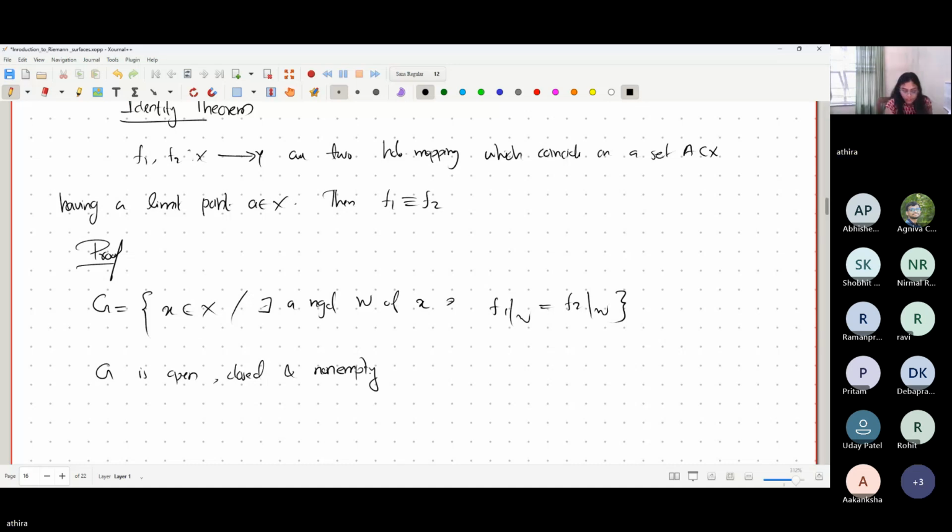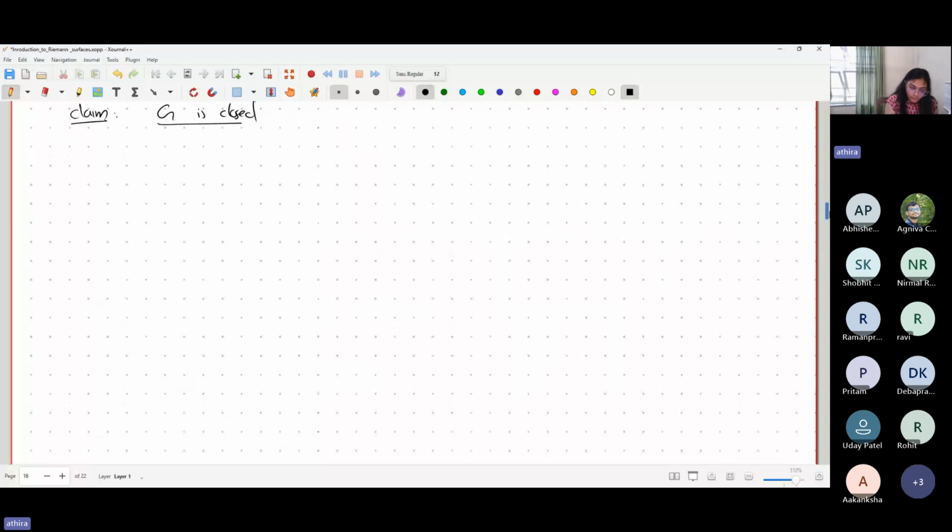By the definition itself, G is open, right? Any doubt? I hope no. So I will prove that G is closed. For that, take a point B from the boundary of G, and by continuity of F1 and F2, F1 of B equal to F2 of B. You are using continuity of the holomorphic function, isn't it?